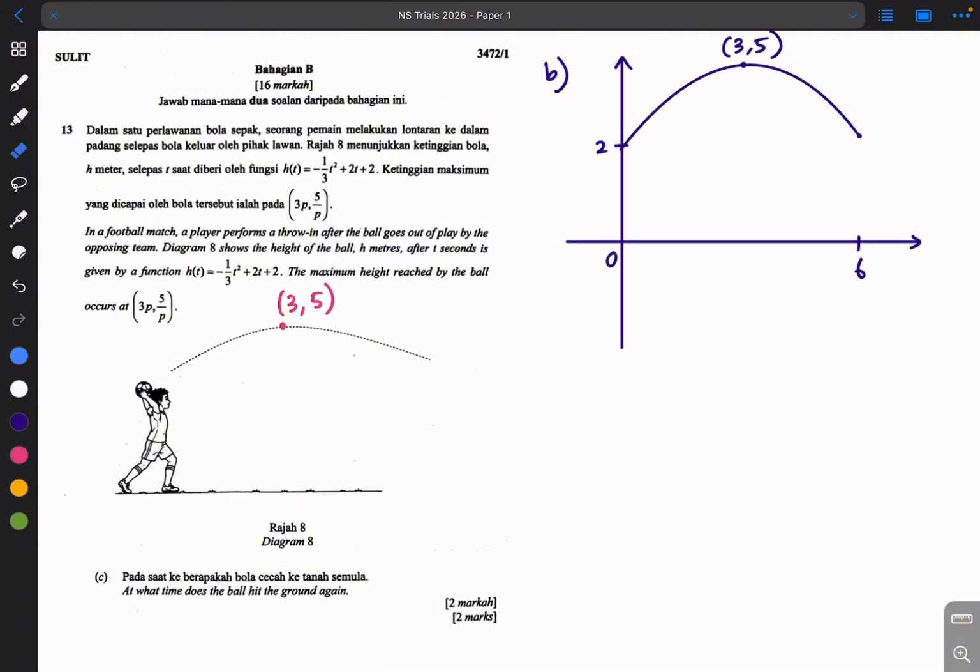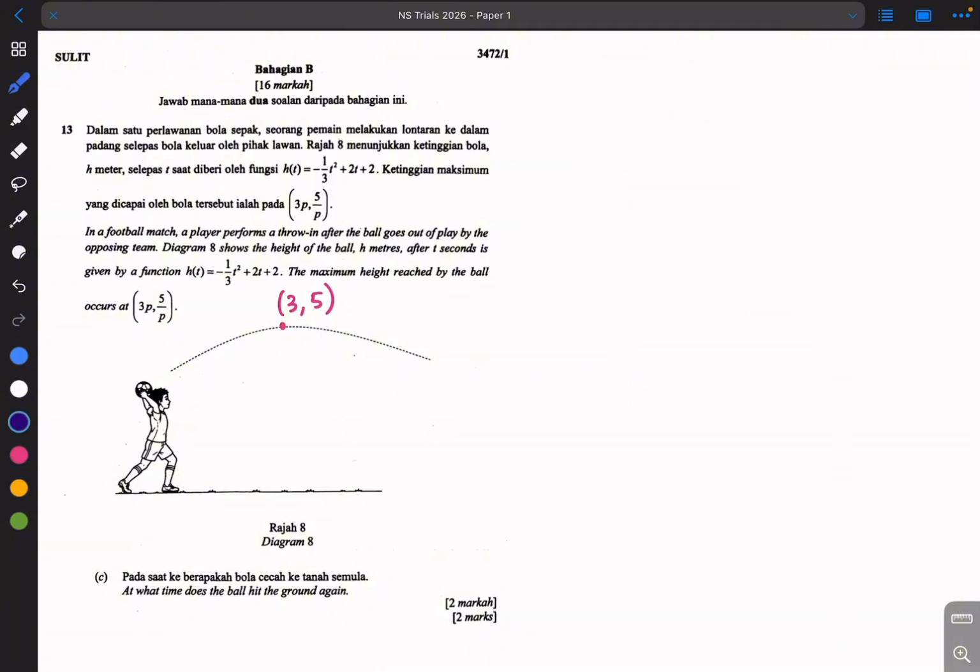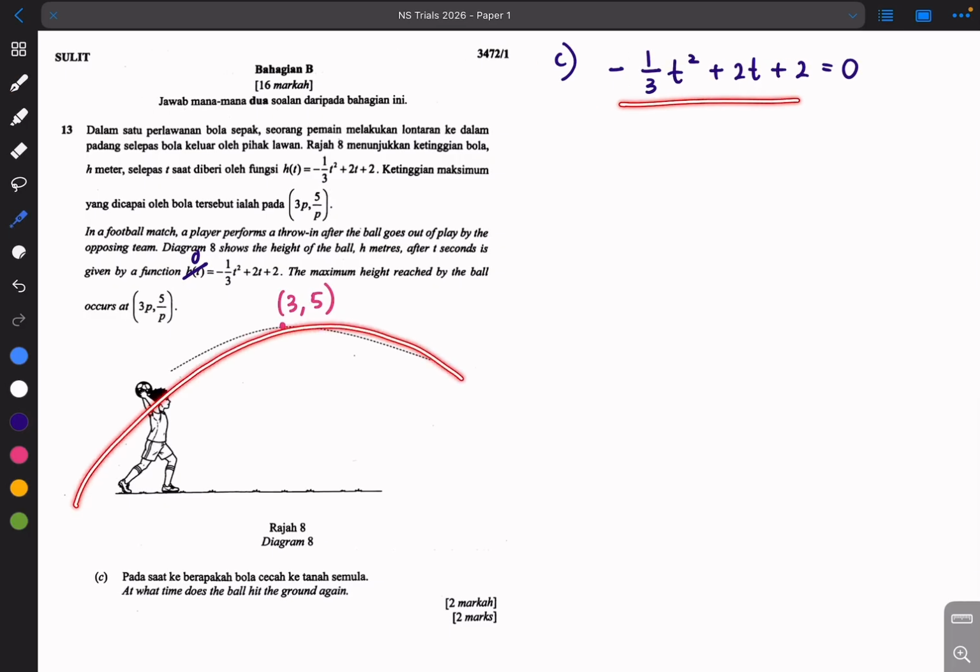I think you can erase the whole thing. Okay. So when it hits the ground again means the height of the ball must be 0. So we can say this h(t) is 0. So negative 1 over 3 t squared plus 2t plus 2 equals 0. Basically we are finding the roots of the equation.